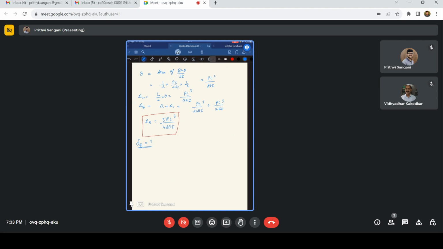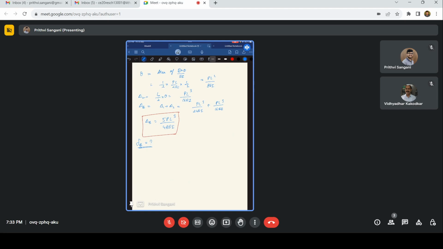Otherwise, you can also make some plots here and then find out this plot is going to be a parabolic curve. This is a parabolic equation, and you can also find out the bending moment diagram, and you'll find the curve to be coming out something like this.